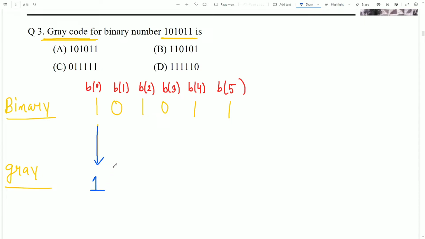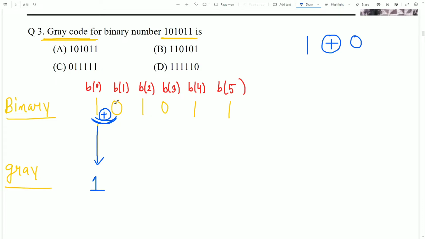After that, you need to find the XOR of two adjacent numbers. Just an example. Now, what will be the next number over here? You need to find the gray code for the XOR operation of these two adjacent digits. You have two digits, 1 and 0, and you need to find the XOR operation for that. And what will be the XOR operation?